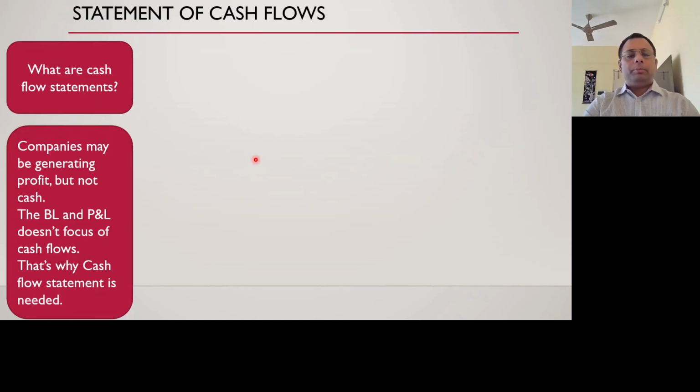Basically, the balance sheet and the profit and loss don't focus on the cash flows. Although a company is probably generating a lot of profit, it might be that it is not able to generate cash. So unless the cash flow statement is seen, we cannot make out whether the cash has actually been generated by the company or not. We'll also see a live example of a company, but let us understand the concept first.